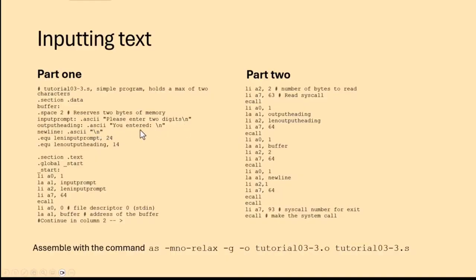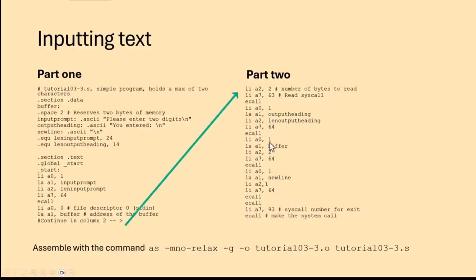The output heading will output the text that you entered. And this will print the inputted data. And then we'll have a new line character. We'll set up some more directives. This one equates the length of the input prompt to be 24 and the length of the output heading to be 14. Then we'll get into the text section, which is where we have all the actual instructions.